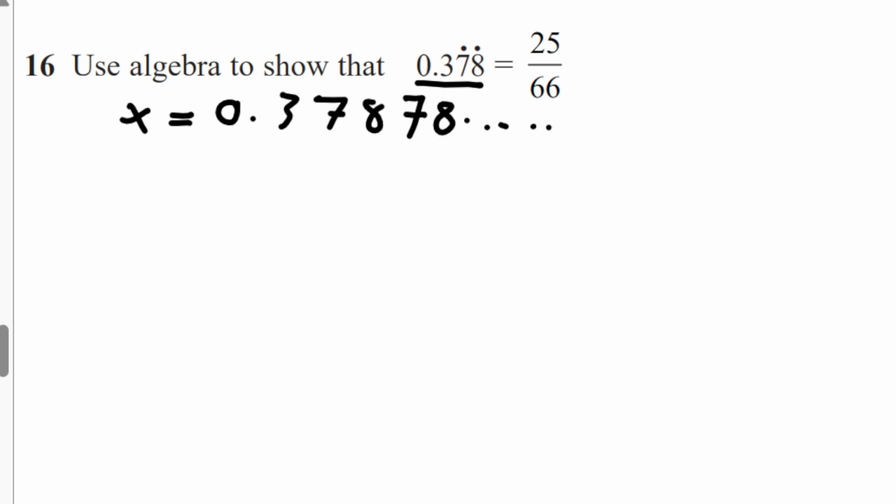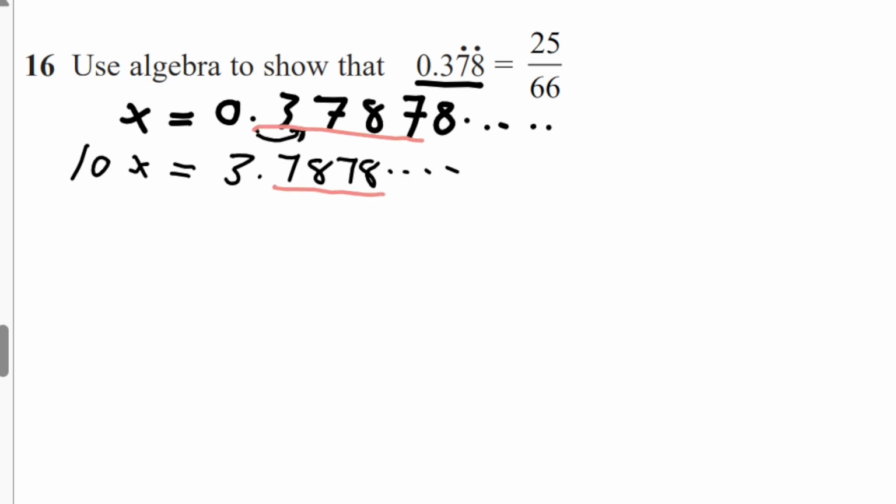Now, try to move some numbers before the decimal. So just multiply by 10. So 10x equals, the point will just come here, so you will have 3.7878 repeating. Compare the decimal part. Does this decimal look like this decimal? Are they the same? No, they are not. So you continue multiplying by 10.